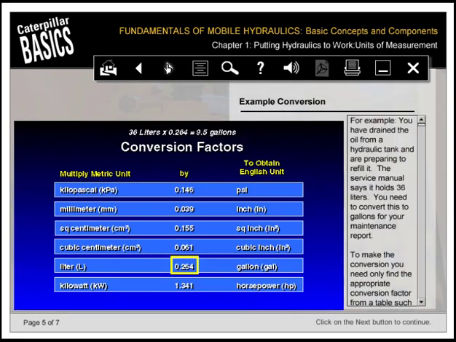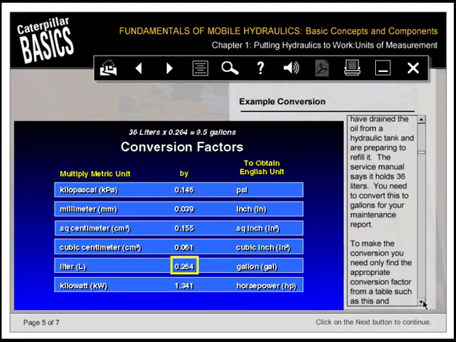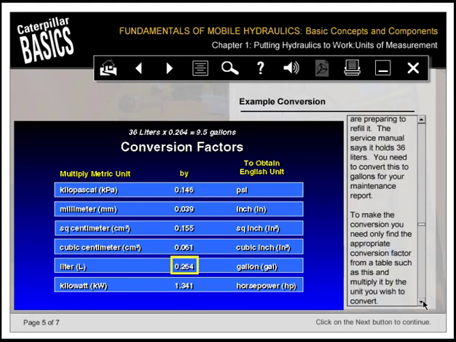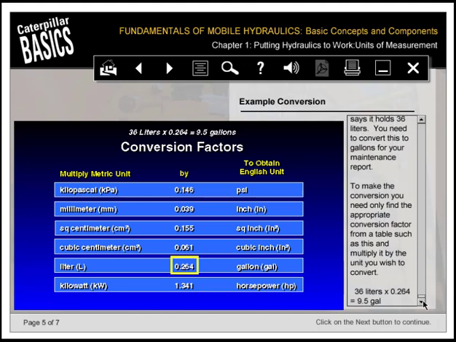For example, you've drained the oil from a hydraulic tank and are preparing to refill it. The service manual says it holds 36 liters. You need to convert this to gallons for your maintenance report. To make the conversion, you need only find the appropriate conversion factor from a table such as this and multiply it by the unit you wish to convert. 36 liters times 0.264 equals 9.5 gallons.